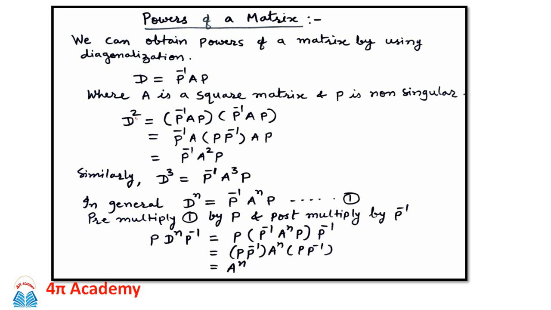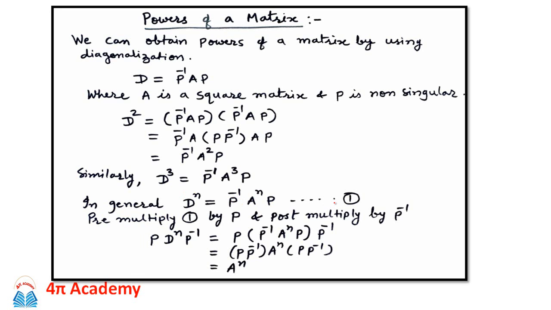So if I take here D square, then this D square will be equal to P inverse AP multiplied by again P inverse AP. So that will be equal to P inverse A into P inverse P into AP. So since P inverse P is equal to 1, or identity matrix, this will be equal to P inverse A into A is A square P. So similarly this D cube will be equal to P inverse of A cube P, and therefore in general we can write D raised to N is equal to P inverse A raised to N P.